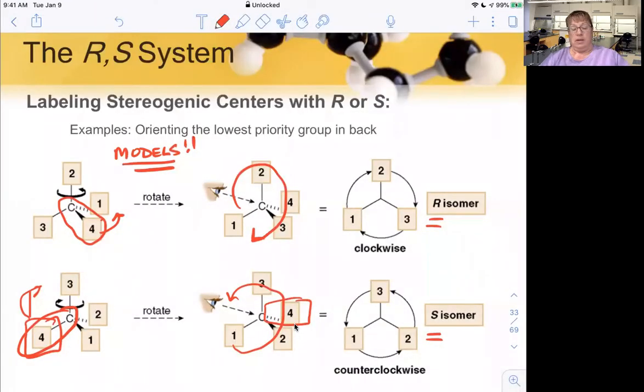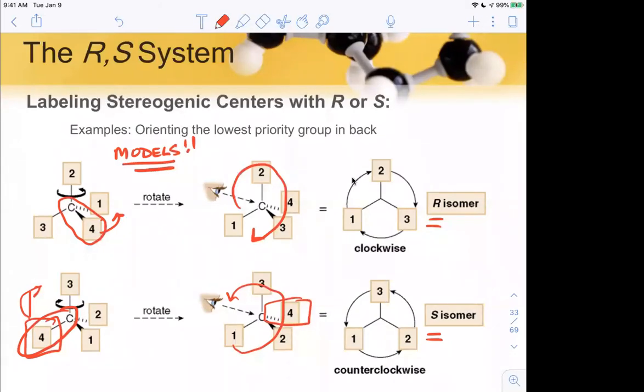Okay, so back to the slides. Again, I want to get this so my lowest group is pointing behind, and then I want to connect them. If I go clockwise, well, it's right here, I have R. If I go counterclockwise, I have S.